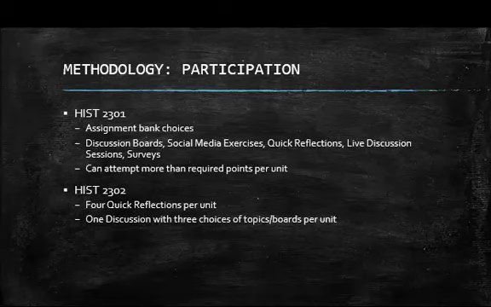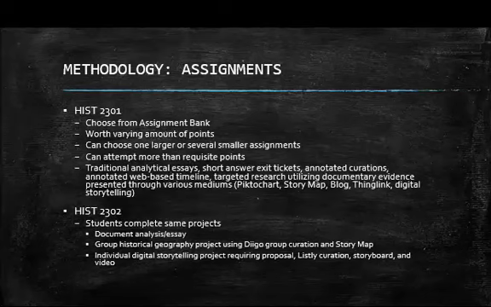They have a choice of 3 discussion topics per unit and may participate in one or all to increase their chances for earning full credit. In 2301, students choose from a menu of individual or group assignments and projects worth varying amounts of points and can do 1 larger or several smaller assignments per unit to earn their assignment points.